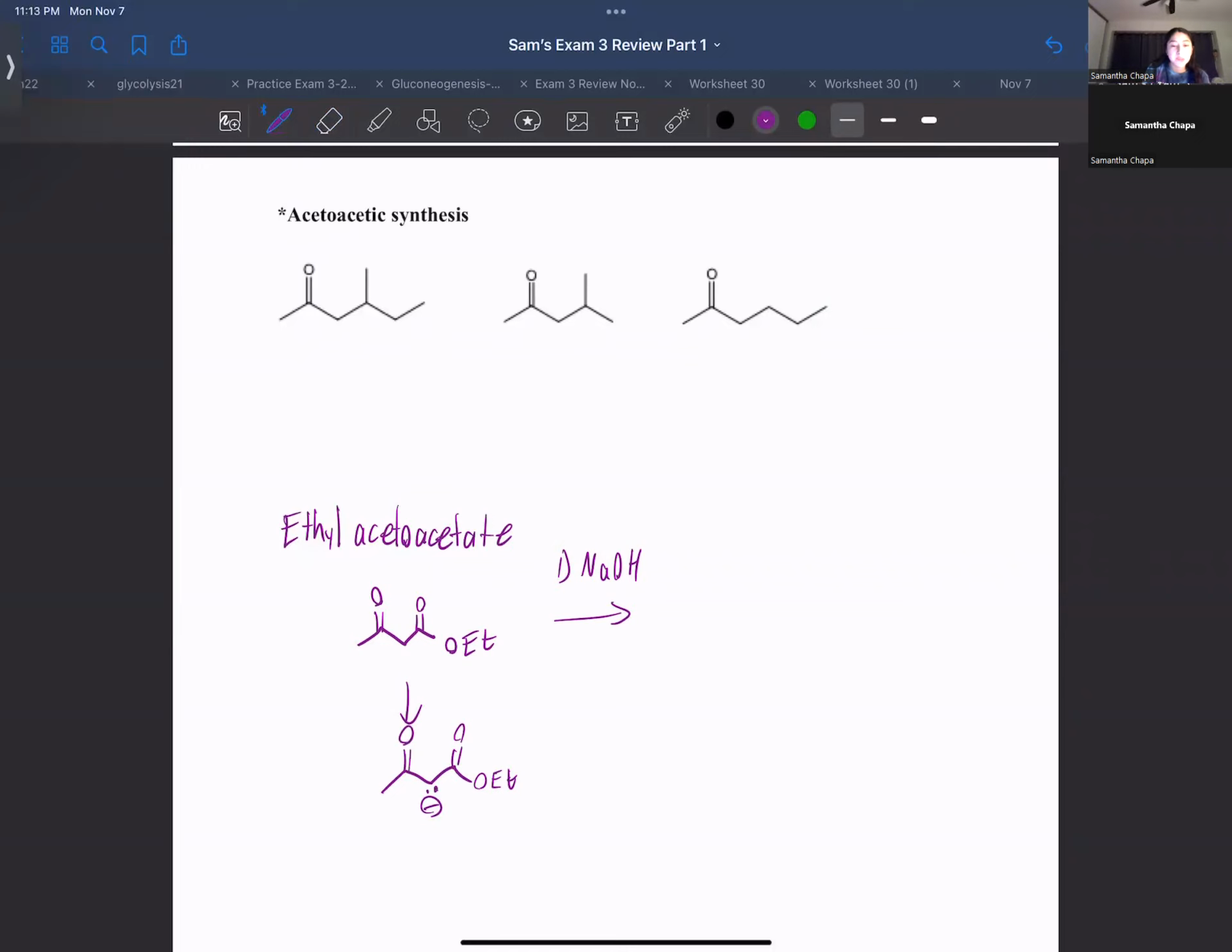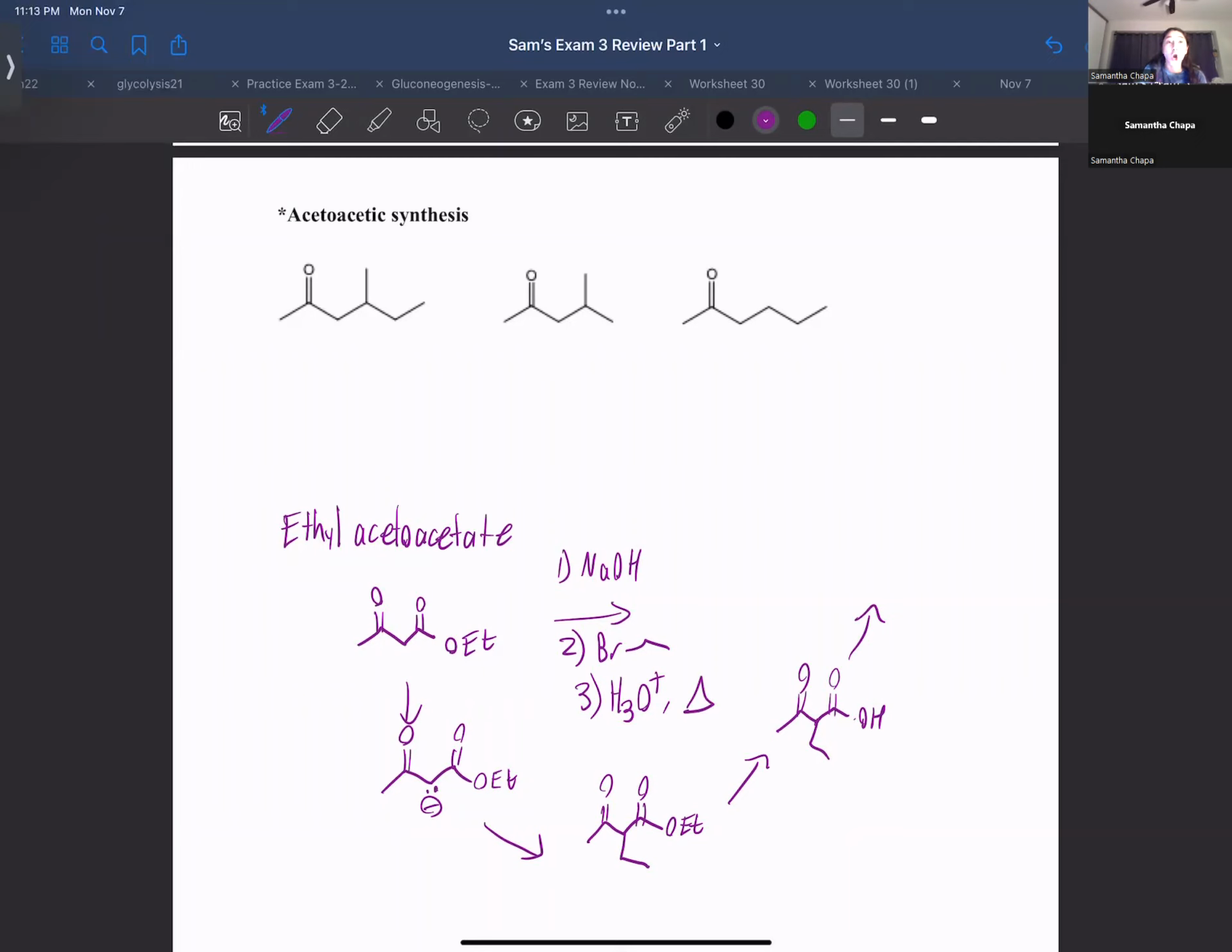Deprotonate your alpha carbon. So I deprotonated my most acidic carbon. And then second, I can add an alkyl halide. So I'm just going to add Br ethyl group. So my second reaction is a substitution reaction, and I simply add 2 carbons to my alpha carbon. And then step number 3 can be H3O plus, which we know turns all esters into carboxylic acids. With heat. So heat, we know it decarboxylates.